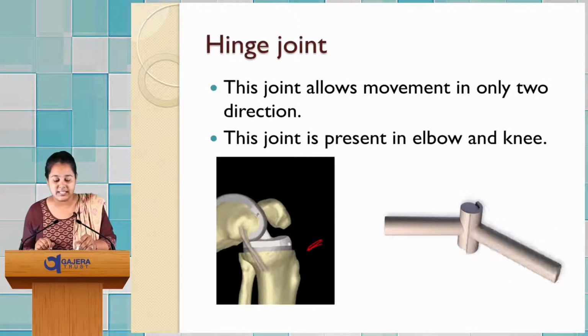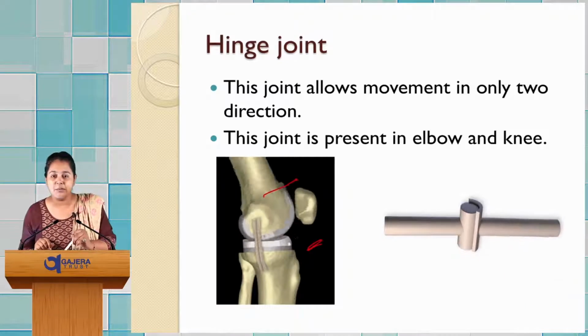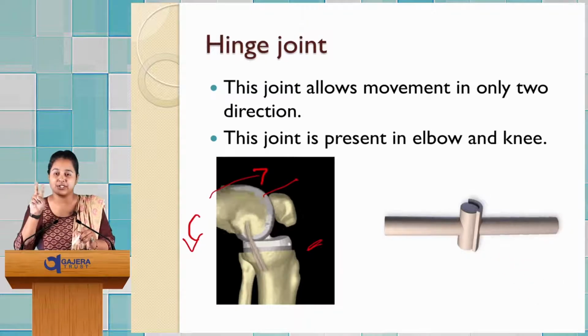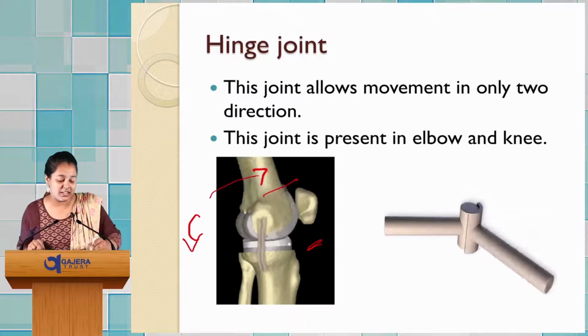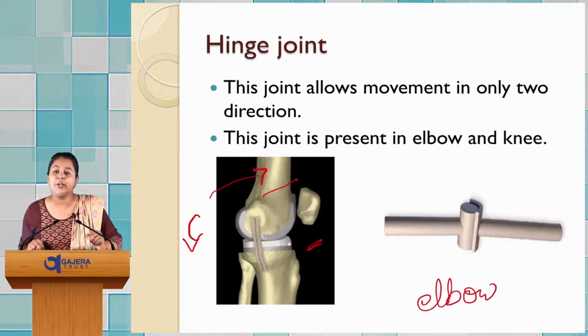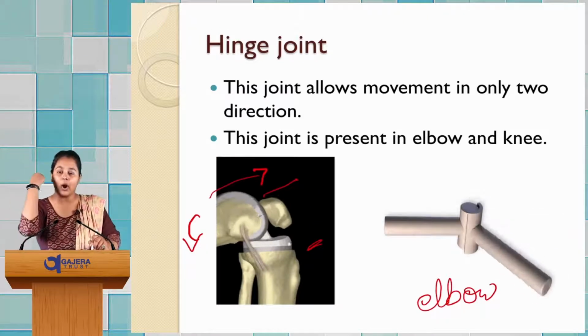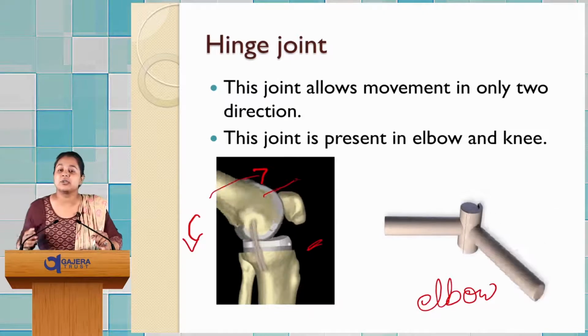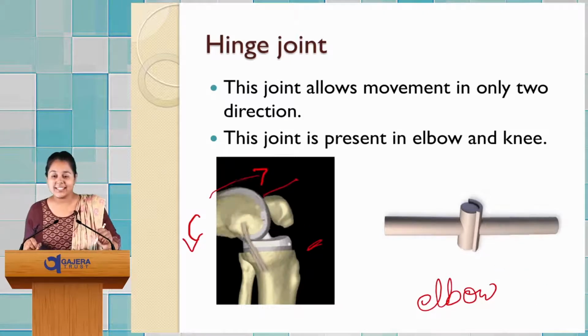Over here you can see this is your femur bone. We can move the femur in this direction and this direction, two directions. So this is the hinge joint. Same way we can say it is our elbow. We can move the elbow in two directions. It can be straight or up, straight or up. You cannot take it left or right because hinge joint does not allow that. So this is the hinge joint.